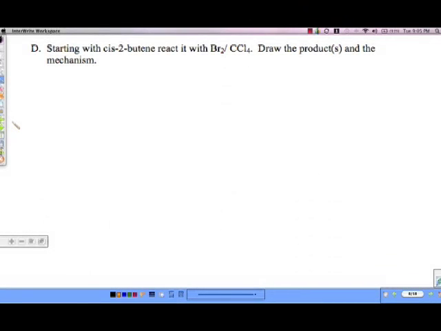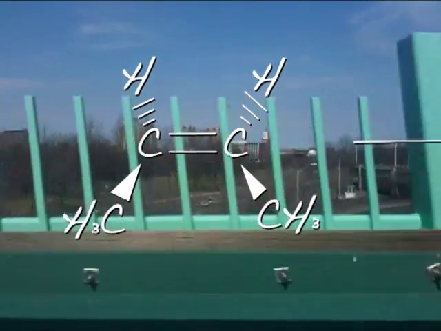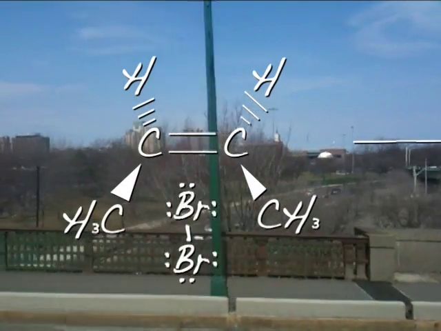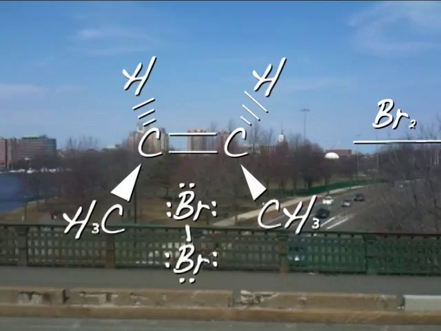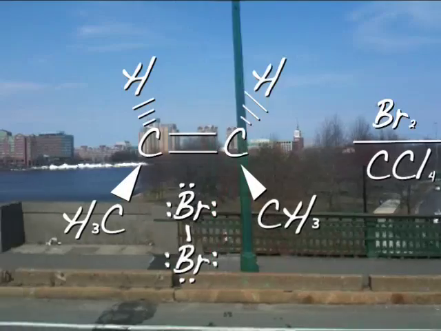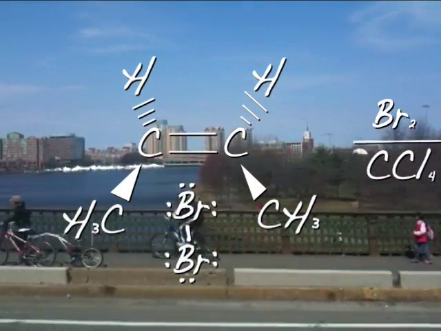Okay, cis-2-butene reacted with Br2, CCl4. Draw the products and the mechanism. We're going to take the simplest cis alkene that we have and react it with Br2. Now notice that we use a solvent here, which makes it different than the free radical halogenation.